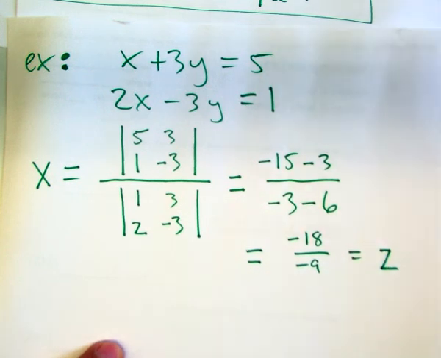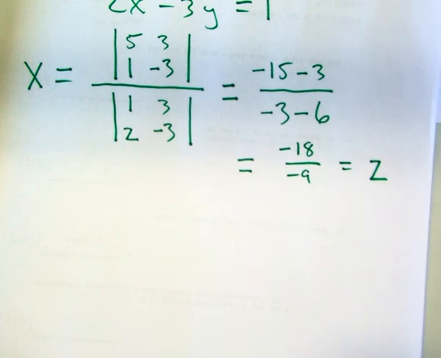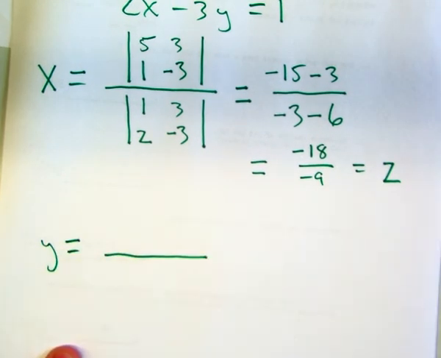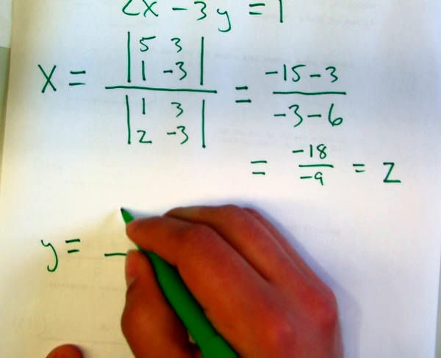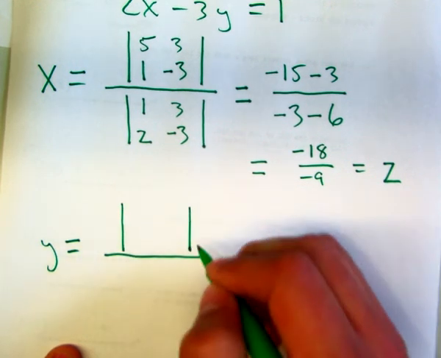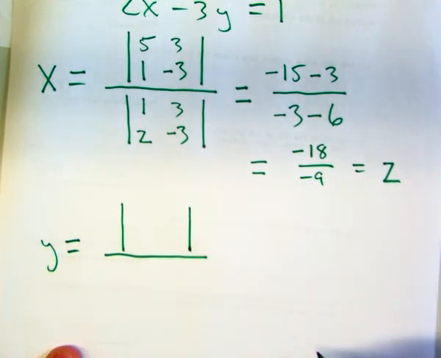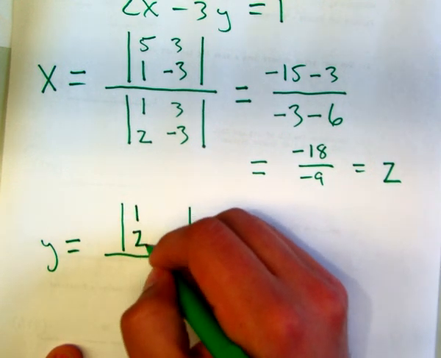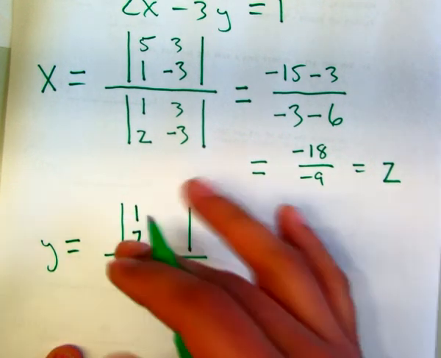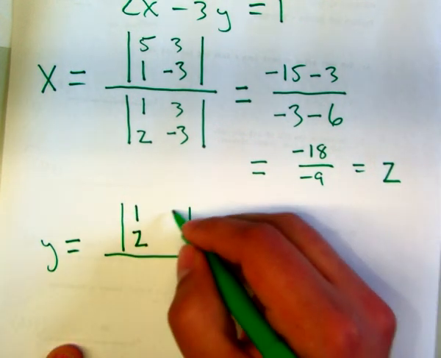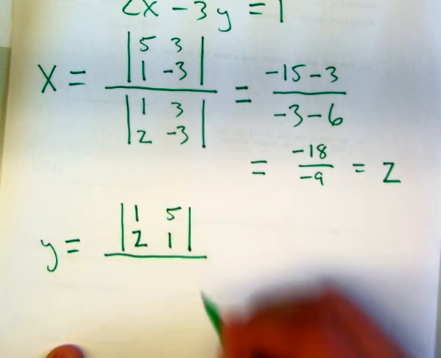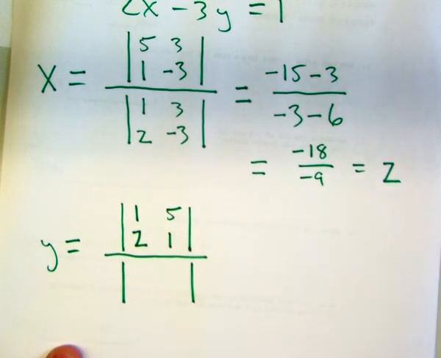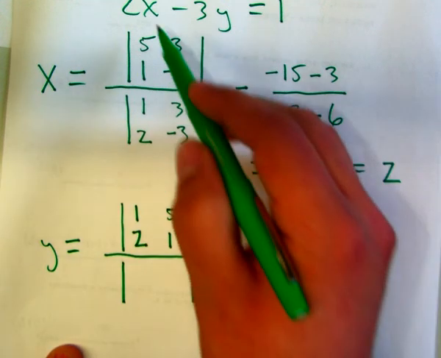And now we do a very similar calculation for y. We don't have to do anything except that. What's the 2 by 2 determinant in the numerator now? We leave the x's alone. So 1, 2. But now if we're looking for y, we put what in its place? The answer column, which is 5 and 1. The denominator is still the same one. It's just the normal 1, 3, 2, negative 3.